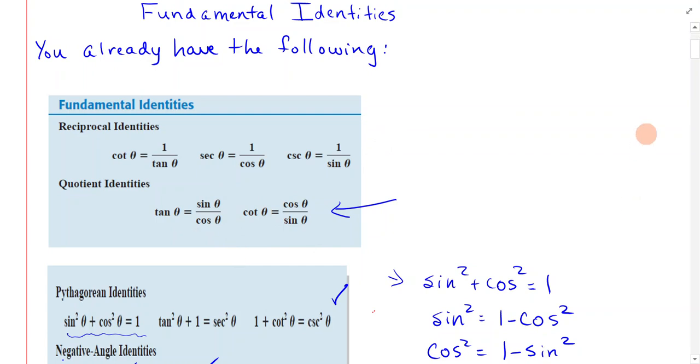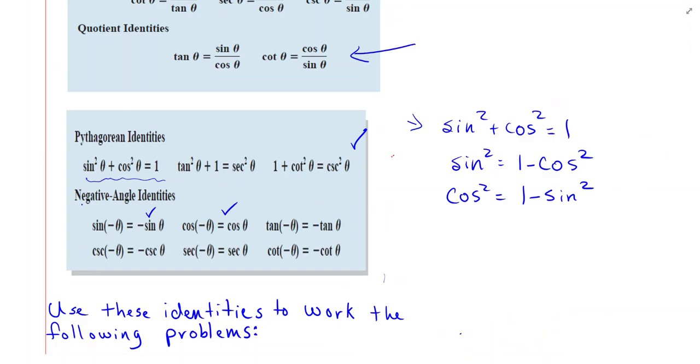Then we have the Pythagorean ones, and those are here. These are the three that are the Pythagorean. Sine squared plus cosine squared equals 1. Tan squared theta plus 1 equals secant squared theta. And 1 plus cotan squared theta equals cosecant squared theta. Now, those are three that you're usually given in most identity sheets.